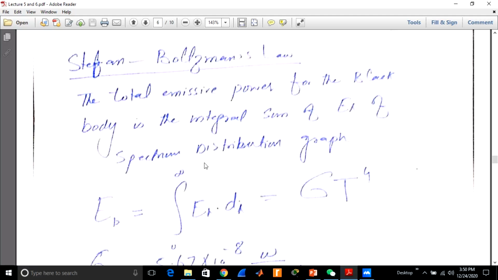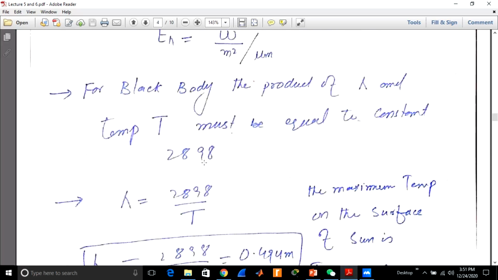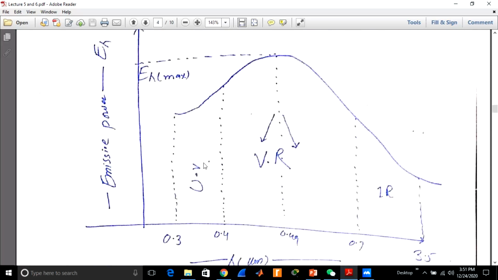One is called convolution integral and one is called convolution sum. The convolution sum is used for discrete and the integral is used for continuous. As you know, this graph is a continuous time graph. So how will you calculate the total emissive power? The area under the curve shows the total emissive power. How will you calculate the total area under the curve? By adding these values. How will you add this? By taking integration.